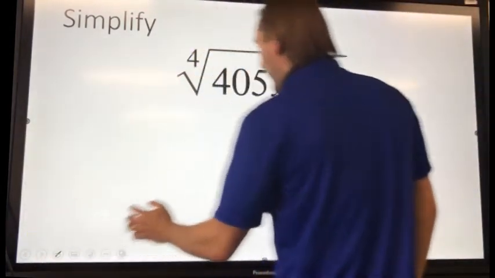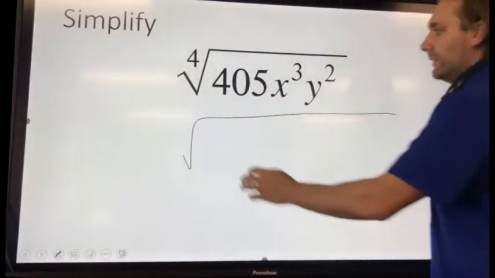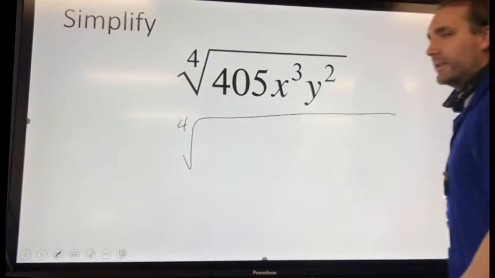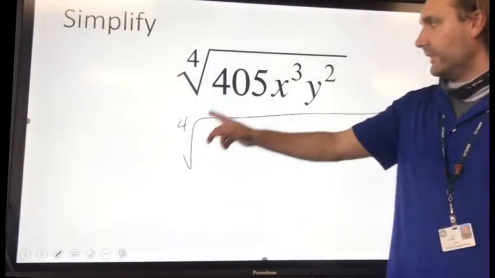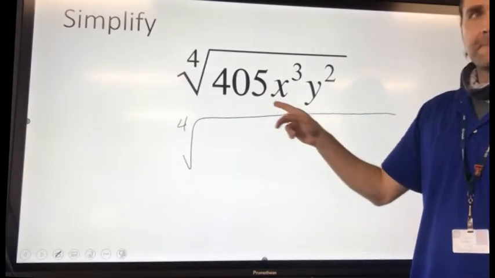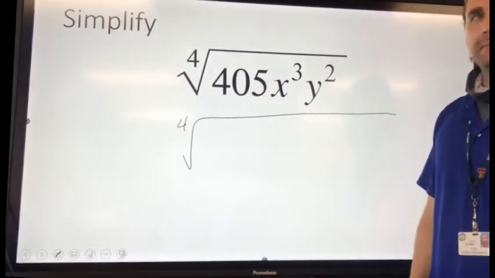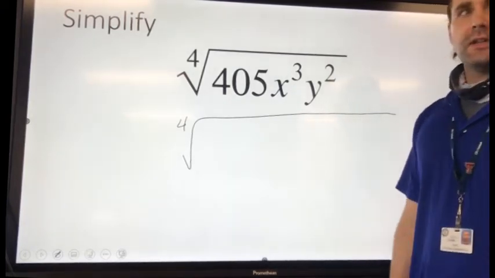As we look at fractions and variables, they work about the same way. So let's have you help me work this through. I'm looking for the fourth root of numbers. So again, let's do our prime multiples. Does 2 go into 405? No, it doesn't. Okay, let's try 3.